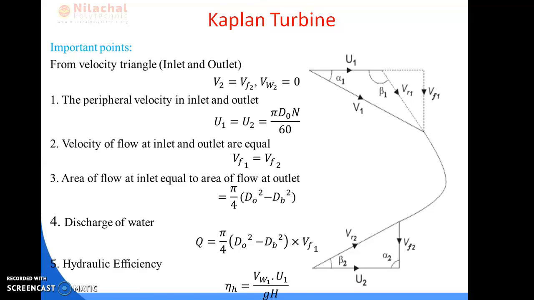into rho Q, divided by the kinetic energy per second. So what is the amount of water power? That is rho G Q H by 1000. So 1000 will be neglected. Next, rho Q cancels out. Then we have Vw1 U1 by G H, where H is known as the head of water. This is the level of water, or the energy of water per unit weight of water before the water strikes the runner plate. In this way we can find the hydraulic efficiency.